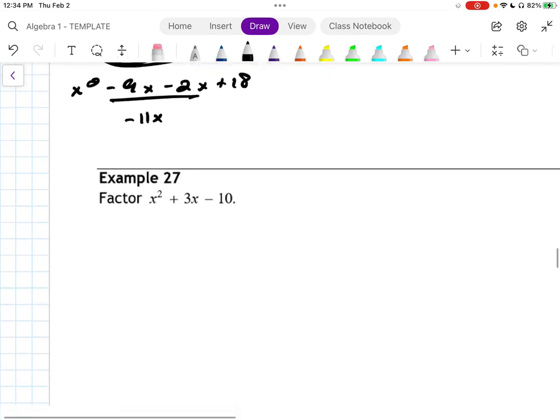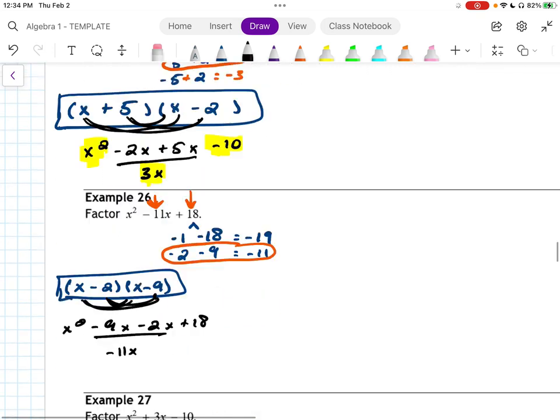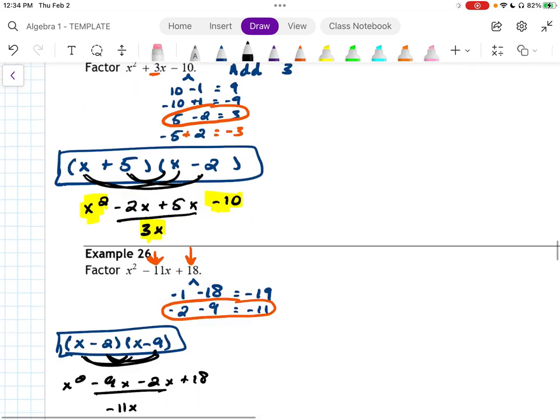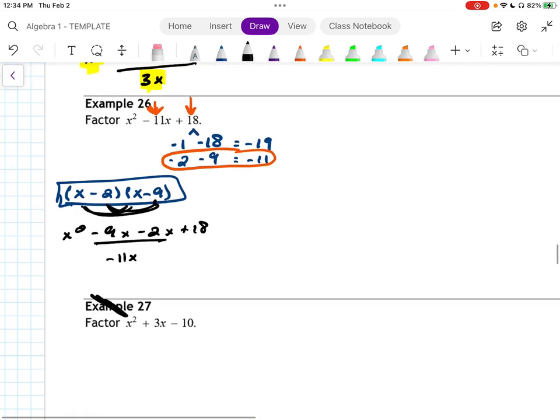Let's look at another one. Oh, is this the exact same problem we did earlier? It is the exact same problem. Let's just go ahead and skip that guy there.